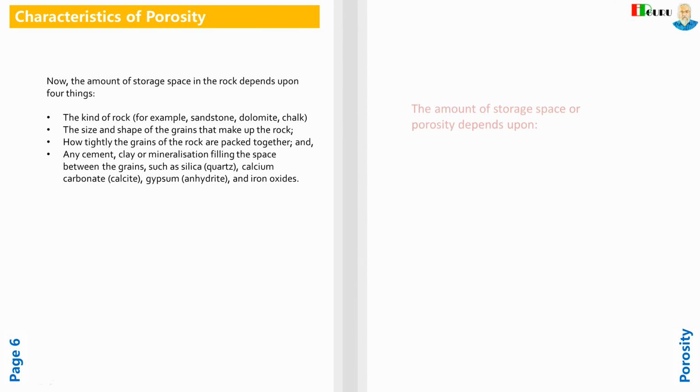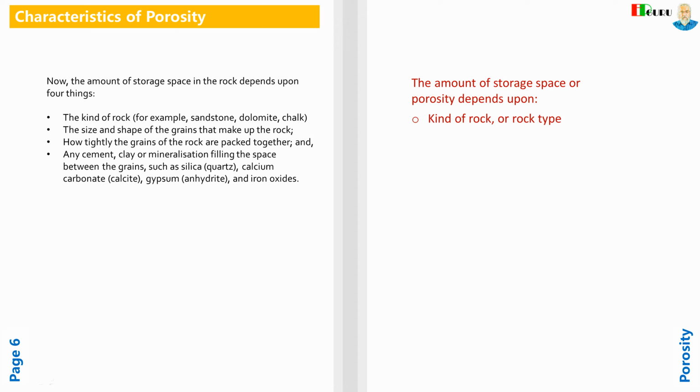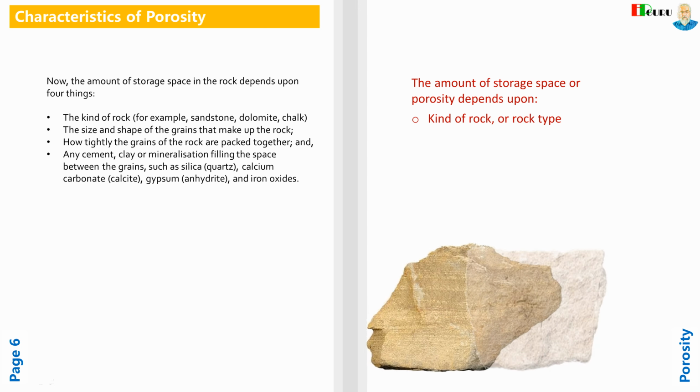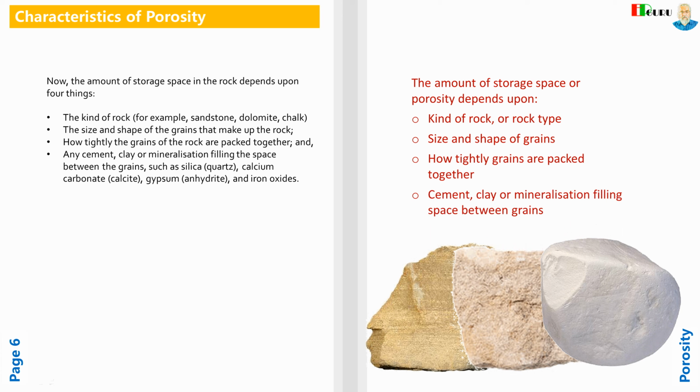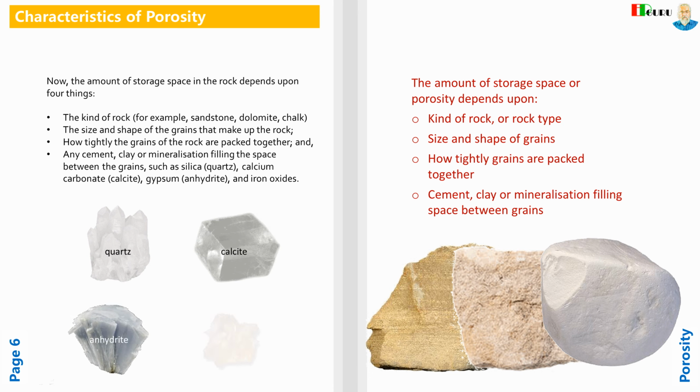Now, the amount of storage space in the rock depends upon four things. The kind of rock, for example, sandstone, dolomite, chalk. The size and shape of the grains that make up the rock. How tightly the grains of the rock are packed together, and any cement, clay, or mineralization filling the space between the grains, such as silica, quartz, calcium carbonate, calcite, gypsum and anhydrite, and iron oxides.